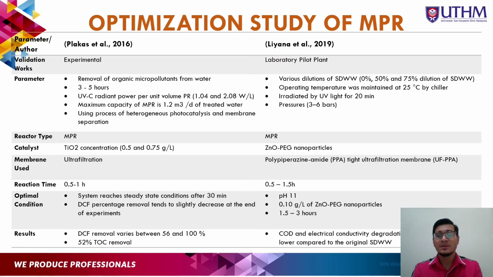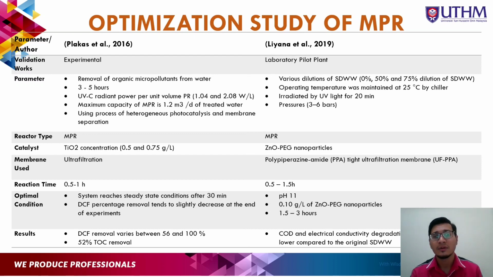So this is the optimization study of mobile photocatalytic reactor (MPR). After I read the articles, I noticed that there are several researchers doing experimental and also laboratory pilot plant work for this photocatalytic reactor. So I conclude that the first researcher uses experimental, and the second researcher uses laboratory pilot plant.